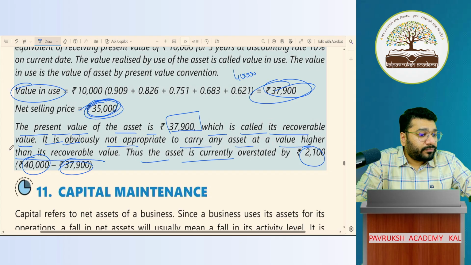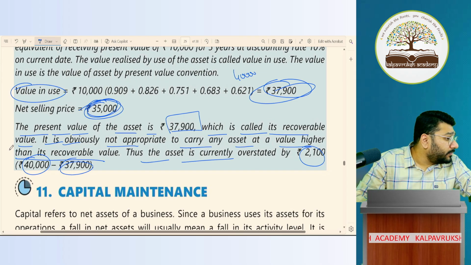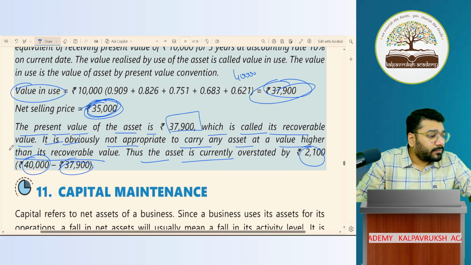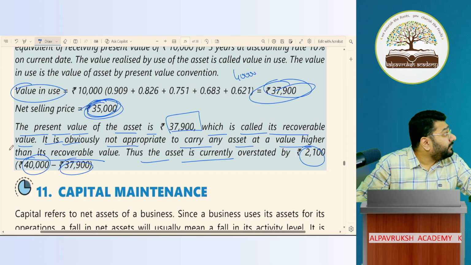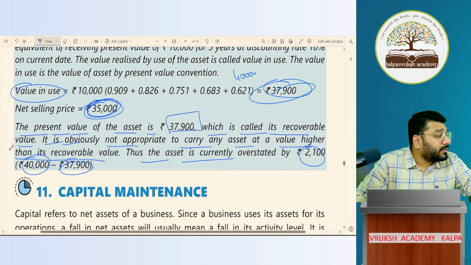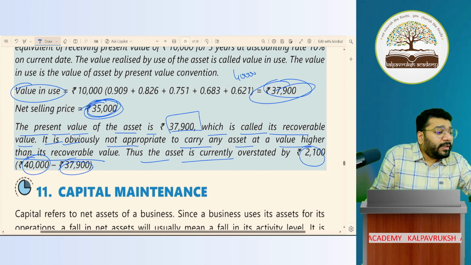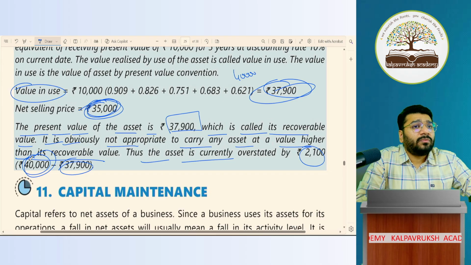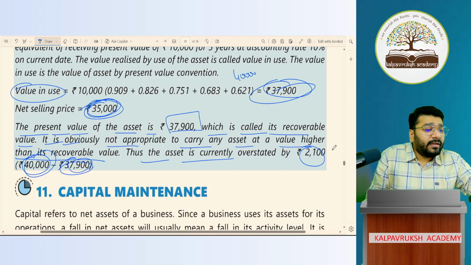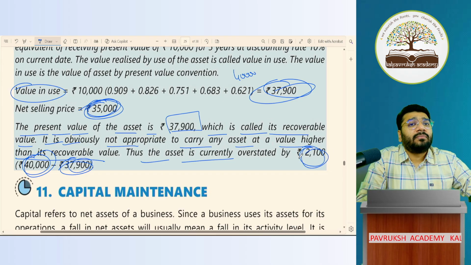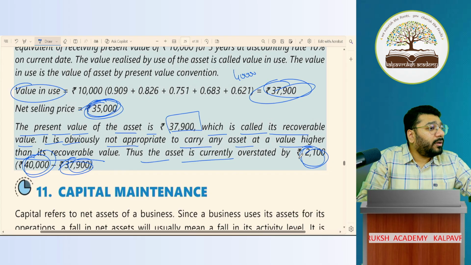37,900. Sorry? 35 or 37,900 or 2,000. Why should we take that difference? The difference between 35,000 and 37,900? That is not required. What we are currently trying to see is that 40,000 is the value of the asset right now. If I show it at 37,900, it will be overstated by 2,100. Got it, not got it?